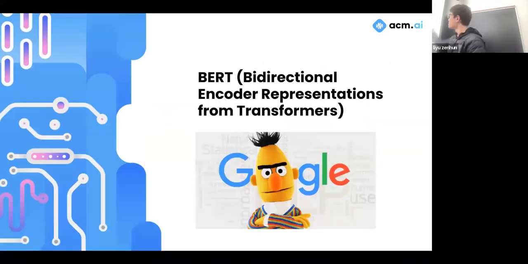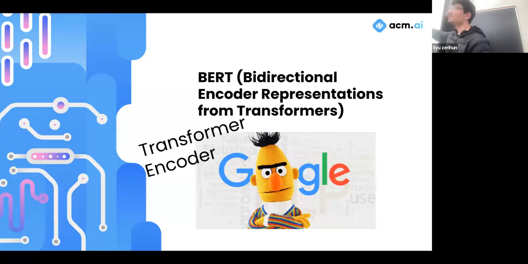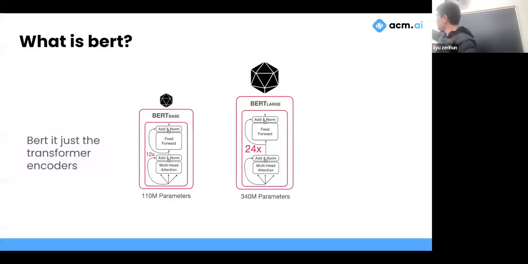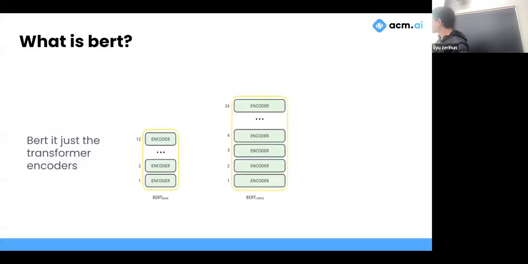So what we're going to talk about first is BERT. BERT is Bidirectional Encoder Representations from Transformers. It's just the transformer encoder. I don't know why the naming was what it was, but it's a transformer encoder. So again, this is what it looks like. It's just the encoder. It just encodes. That's it. Very simple.